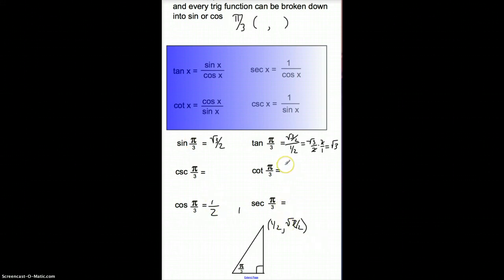Like cotangent is cosine over sine. So I'm just going to take the cosine, which is 1/2, and then divide it by the sine, which is square root of 3 over 2. And again, multiply by the reciprocal. So we're going to have 1/2 times 2 over square root of 3. And you can cancel and leave, that's 1 over square root of 3.